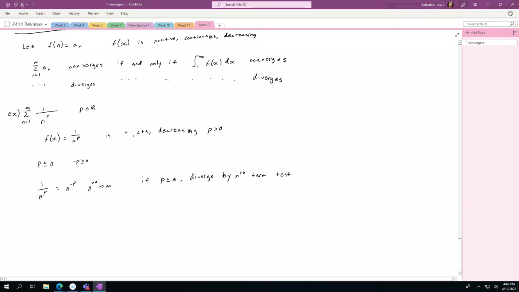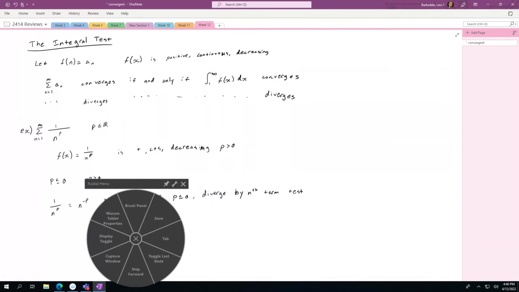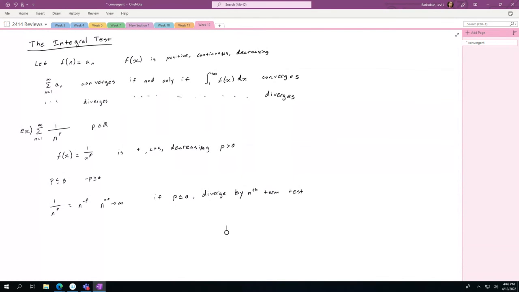If p is smaller than or equal to 0, well, I have 1 over n to the p, which is n to the negative p. But since p is less than or equal to 0, I know that negative p should be greater than or equal to 0, right? Which means that n to the negative p is the same as n to something bigger than 0.